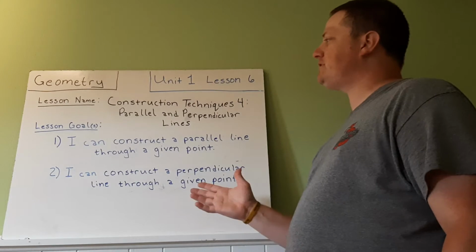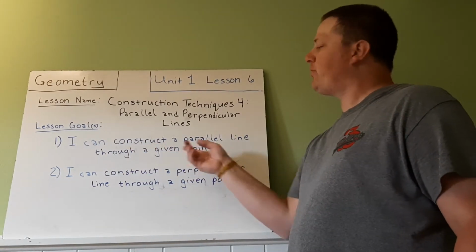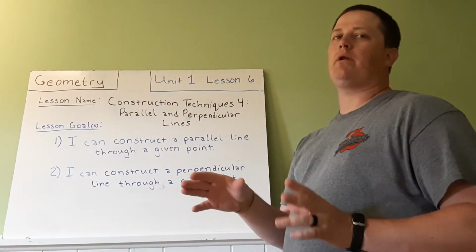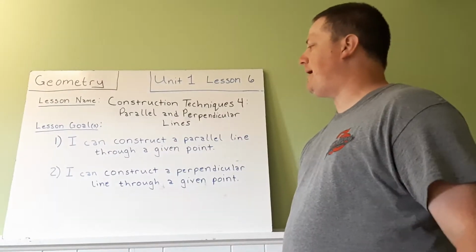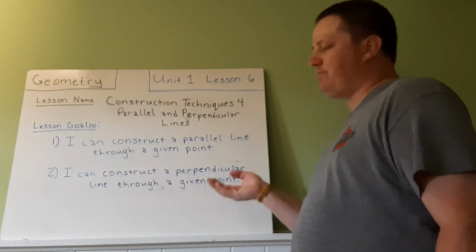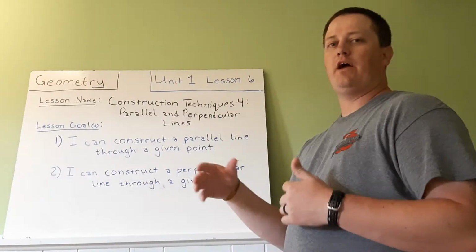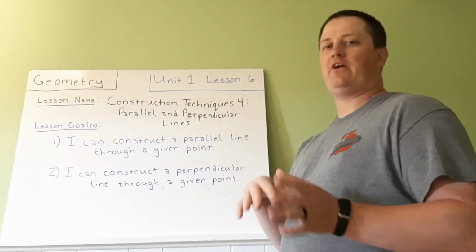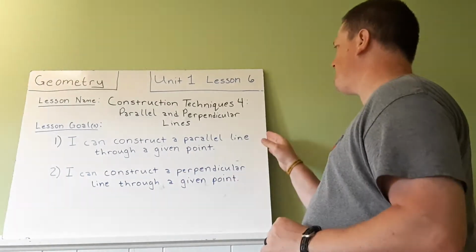So our first lesson goal is that I can construct a parallel line through a given point. So if we have a line and a point somewhere off, we want to be able to make a line that's parallel to the original line through that point. I can construct a perpendicular through a given point. So the same idea, if I have a line and a point somewhere on the line, off the line, whatever, can I create a perpendicular from that point to the original line?